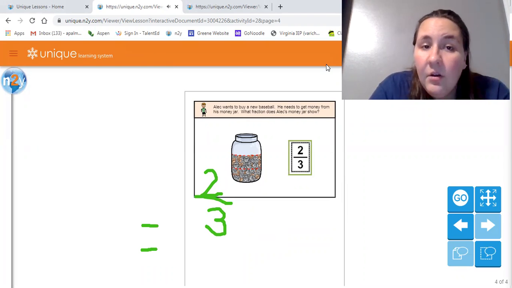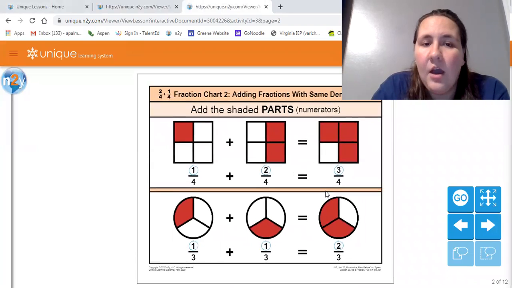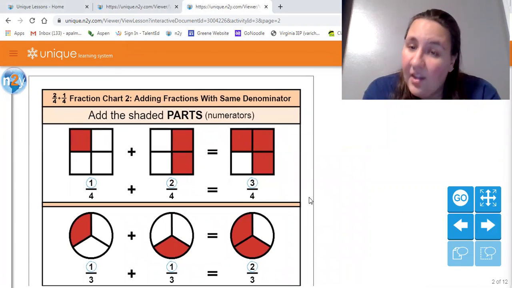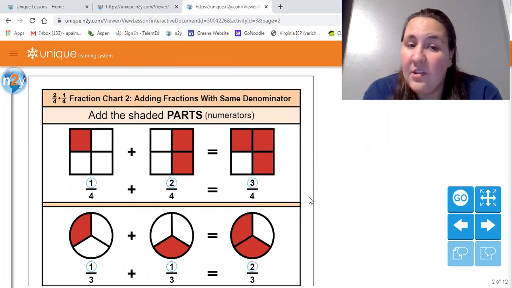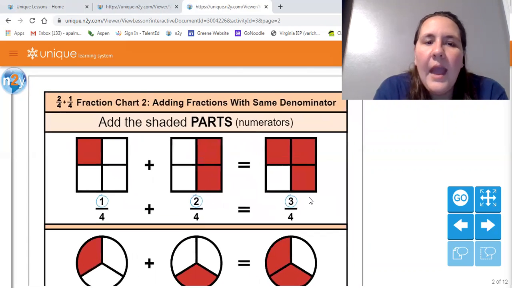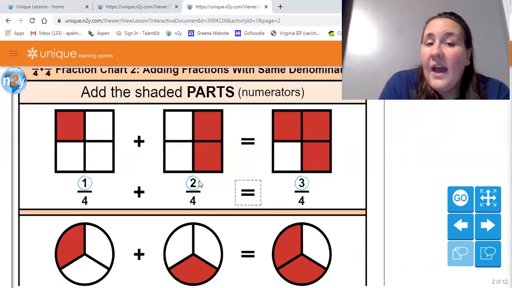All right, so that's our review of finding a fraction, but before we say goodbye today, I want to talk about adding fractions together, because the next lesson you'll be able to watch will be how to add the fractions together. So I want to kind of review that and maybe do one practice together. So let's see. Adding fractions is super easy. You are going to have the same whole the whole time you're adding.